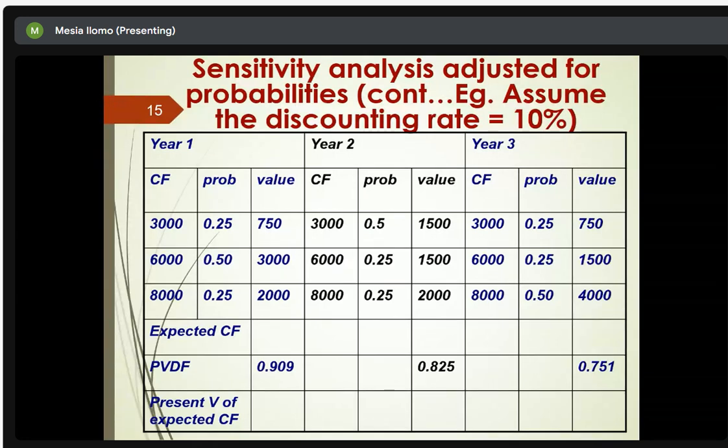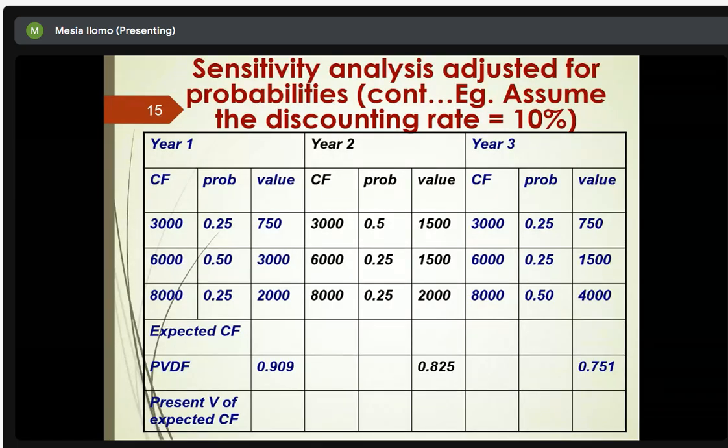For year one, what is the expected value? 2,750? Yes, 5,750. I think it's likely to be 5,750, because 750 plus 3,000 plus 2,000 is going to be 5,750. Right? I thought you said you add the best and the worst scenario only. No, I meant all the scenarios.